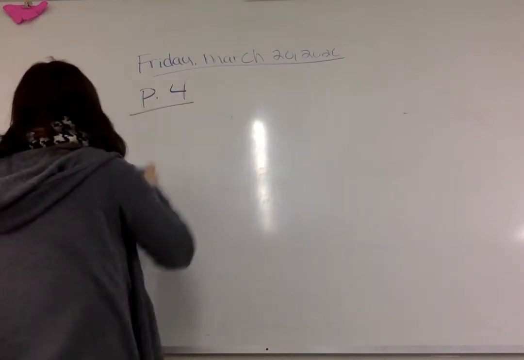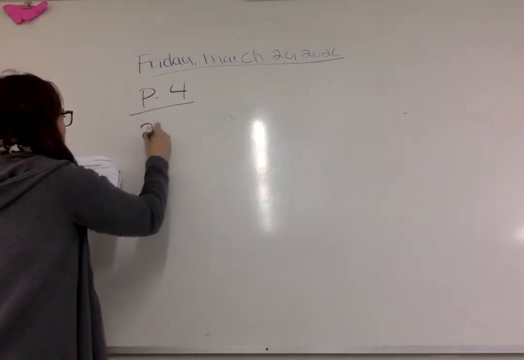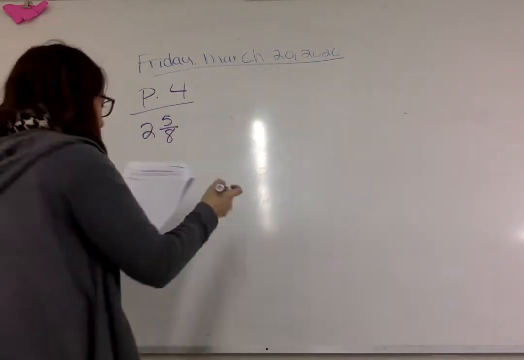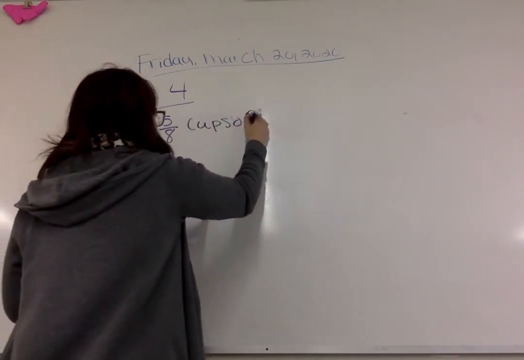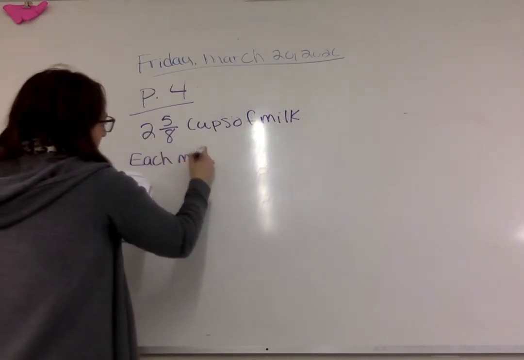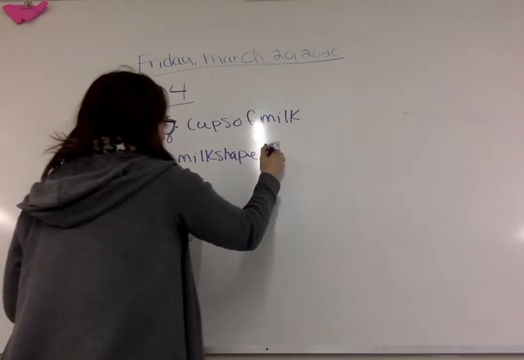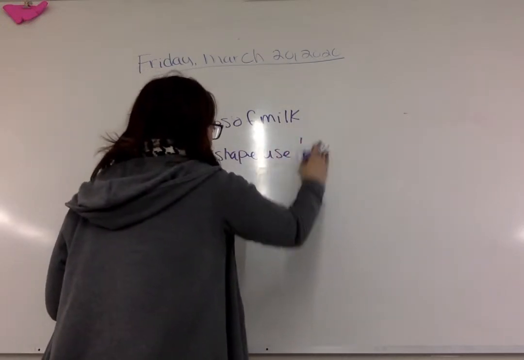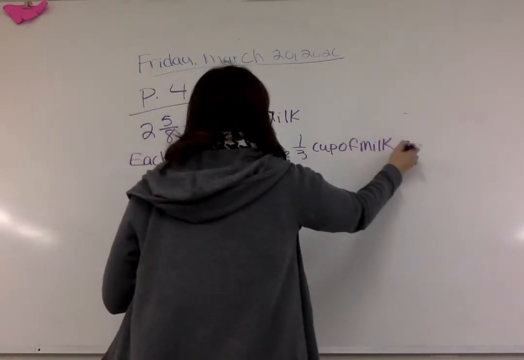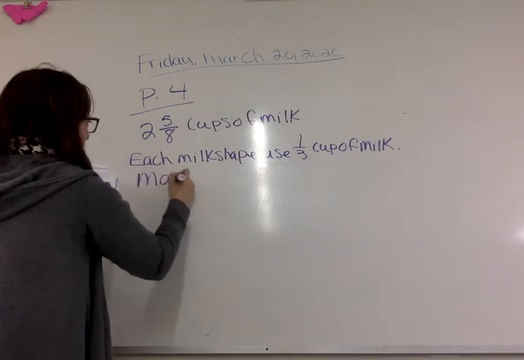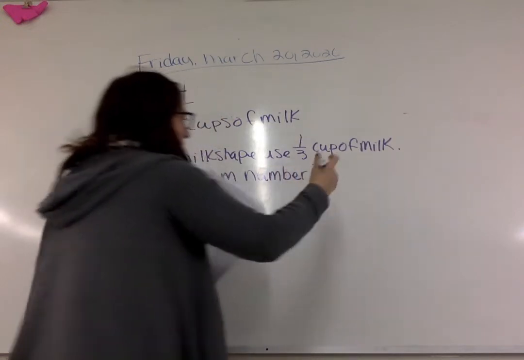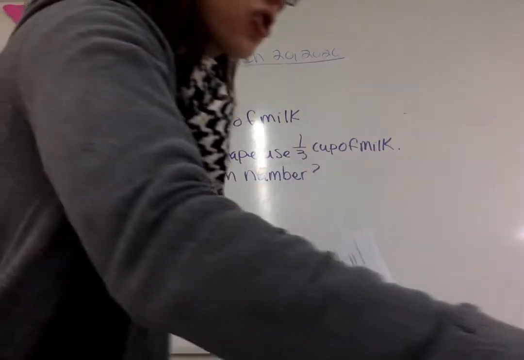Page 4. Let's look at the question. It says, Ashley has 2 5/8 cups of milk to make vanilla milkshakes. So this is cups of milk, and each milkshake uses 1/3 cup of milk. We want to find the maximum, and this is a really great question. I'm happy I'm able to help you on it because we do need some assistance according to our data. Find the maximum number of milkshakes that Ashley can have.